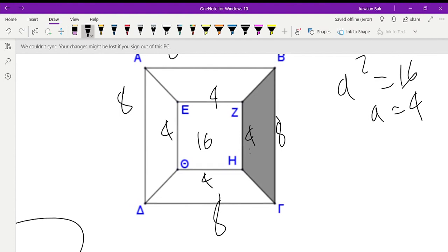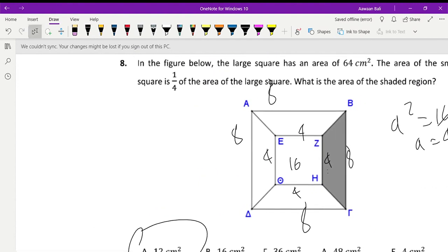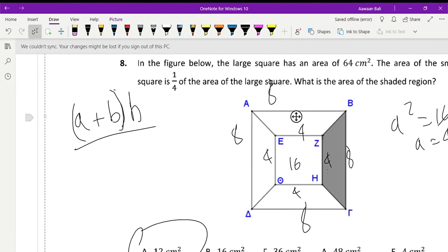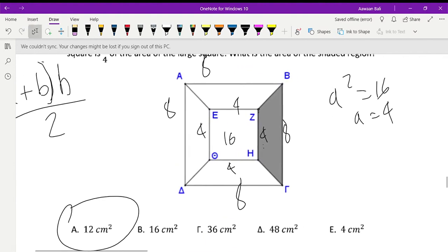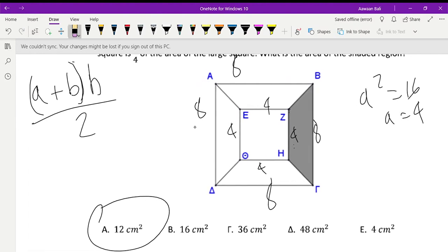Now the area of a trapezium, like the shaded region here, is A, which is the top side, plus B, which is the bottom side, multiplied by H, which is basically the height of the trapezium, and then divided by 2. Okay, we know the top side's 4, the bottom side's 8. But the thing is, we don't know the height. To find the height, let's clear all of this and just have the necessary parts. So this is 4 and this is 8.